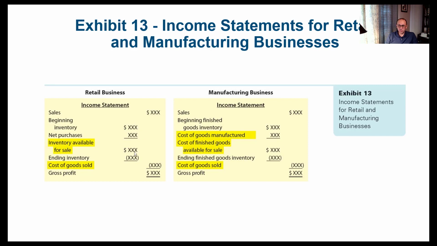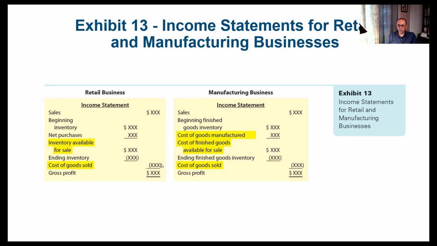Then the total of these two numbers would give us what we call inventory available for sale. When we subtract the ending inventory from the available for sale items, we get what we call the cost of goods sold. So the cost of goods sold number is the difference between what's available for sale and the ending inventory. That's what we actually sold.